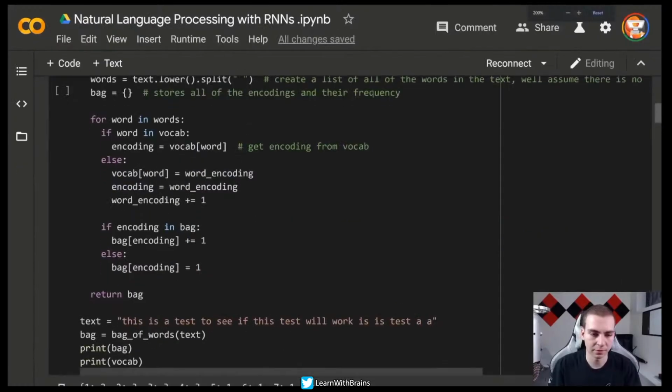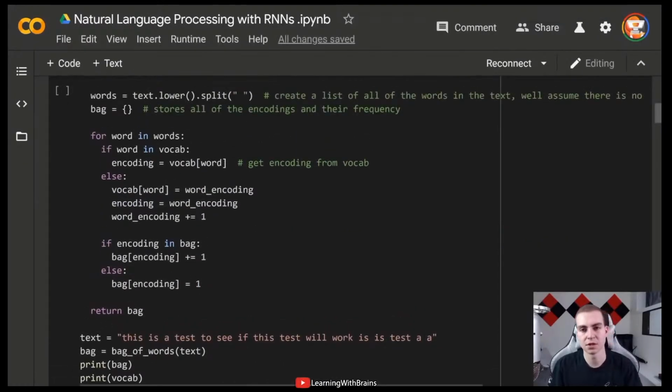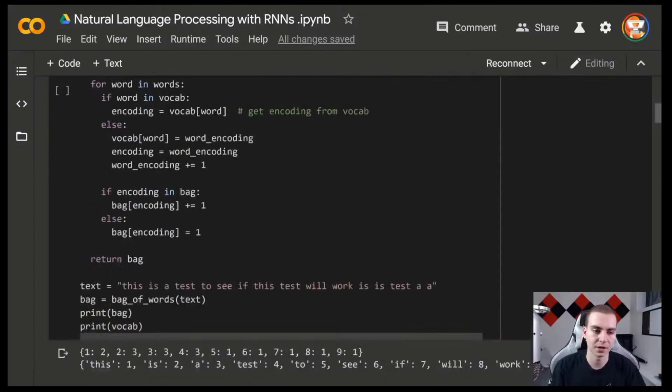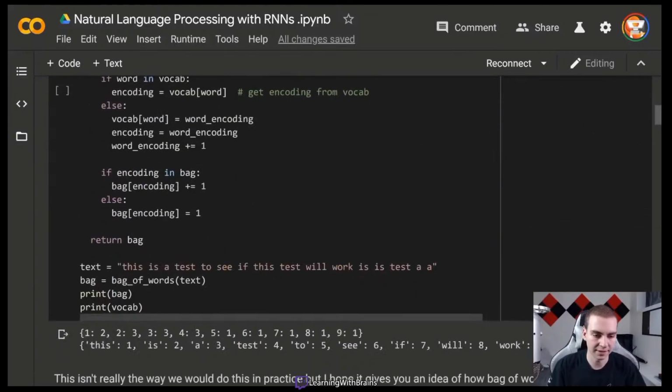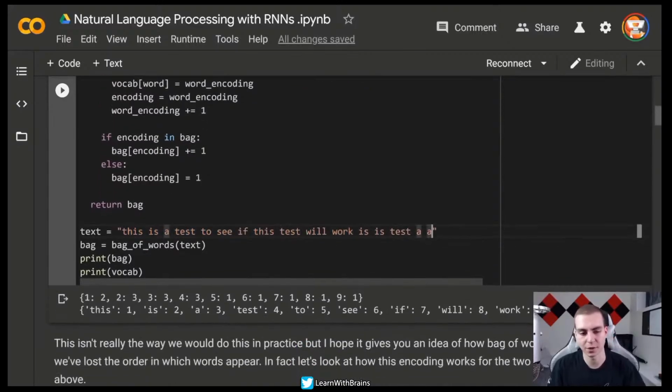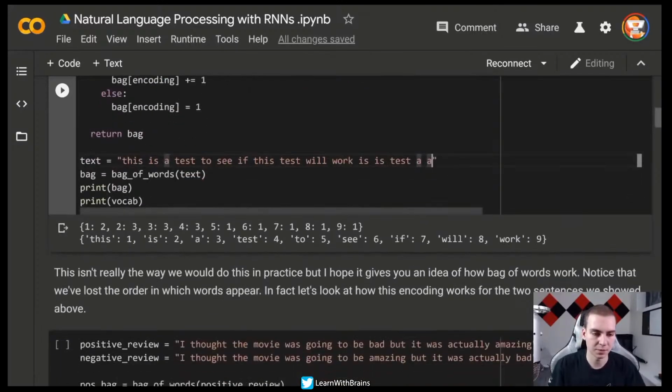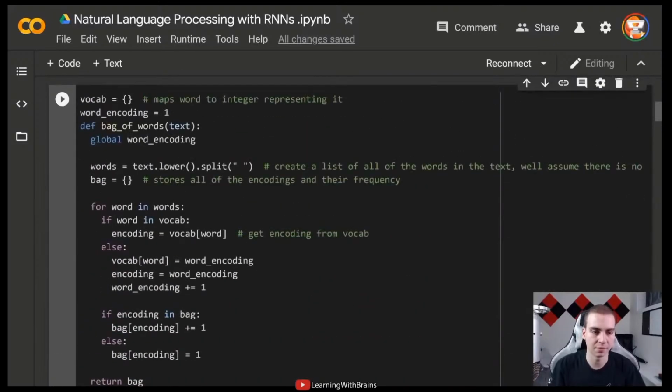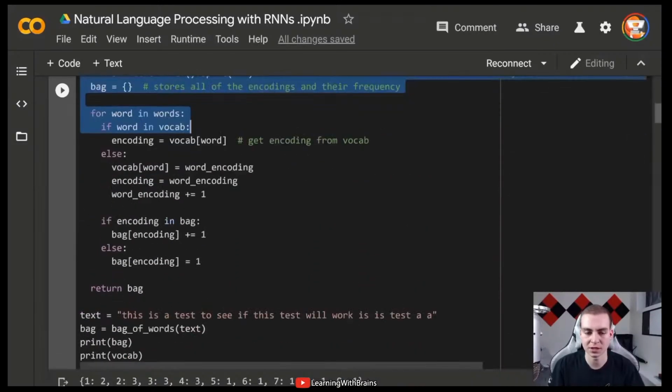I've actually written a little function here that does this for us. This is not really the exact way that we would write a bag of words function, but you get the idea. When I have a text, like "this is a test to see if this test will work is test AA," I just did a bunch of random stuff so we could see. I'm printing out the bag, which I get from this function, and you can look at this if you want to see how it works.